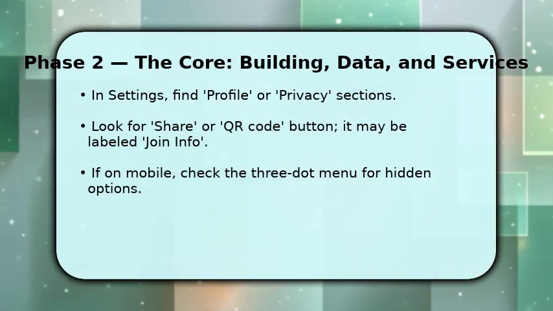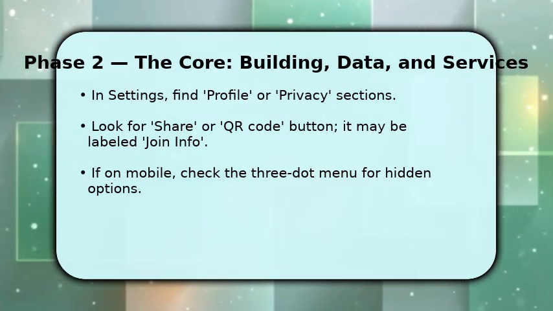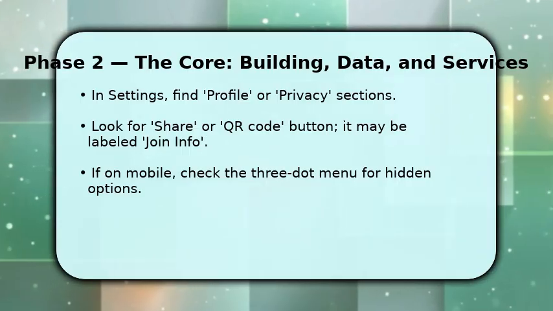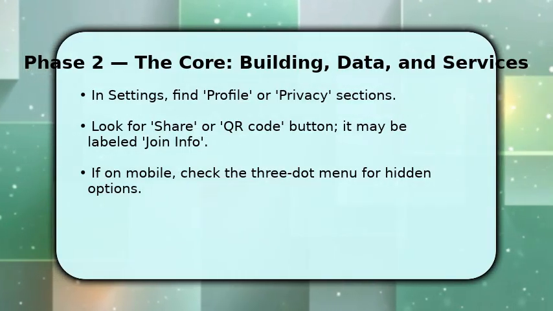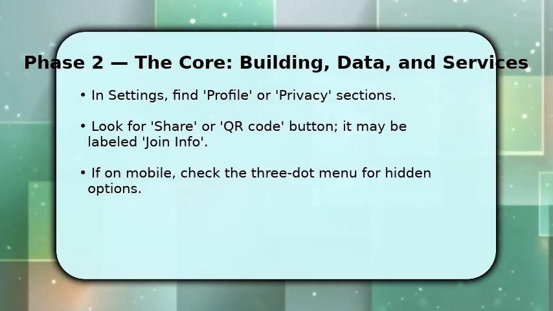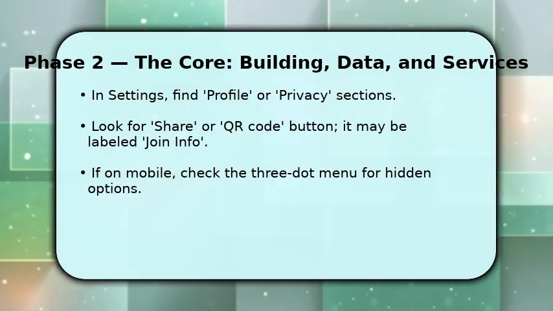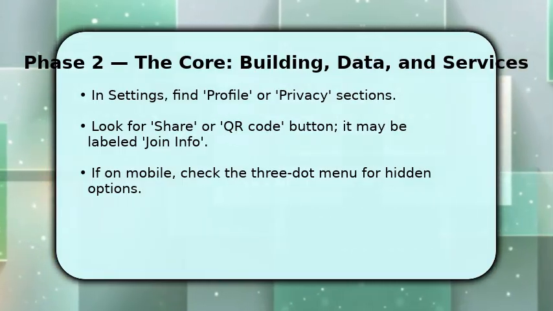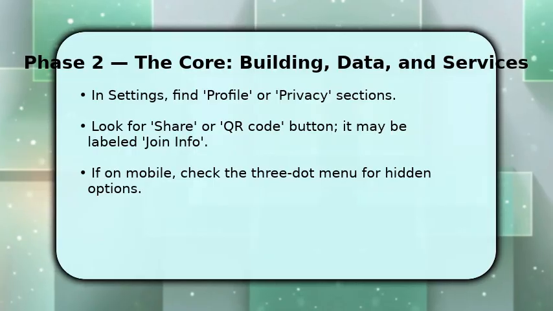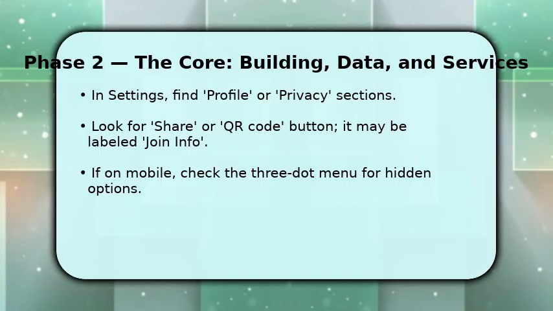Once in Settings, navigate to the Profile or Privacy section where sharing options appear. You'll see a button labeled Share, QR code, or Join Info. Tap it to generate or view your code. On mobile, that option sometimes hides under a three-dot menu. Make sure to expand menus. This step creates a scannable image because Schoology links codes to courses or accounts. After you reveal the code, you can download or screenshot it for distribution, which I'll explain how to finalize next.